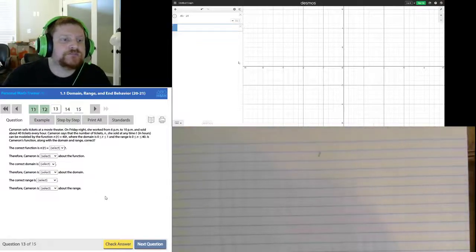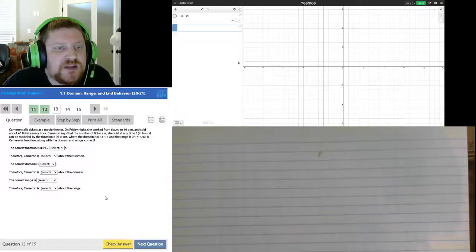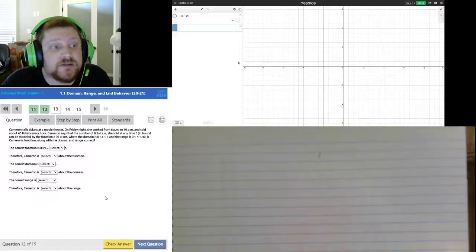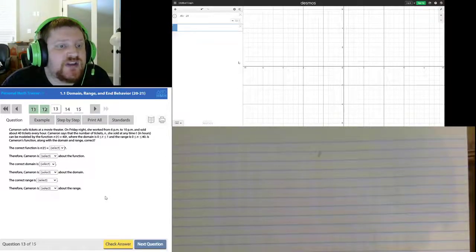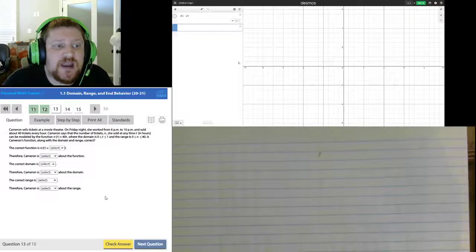Number 13. Cameron sells tickets at a movie theater. On Friday night, she worked from 6 p.m. to 10 p.m. and sold about 40 tickets every day. That's a lot of tickets. Cameron says that the number of tickets she sold at any time t in hours can be modeled by the function n of t equals 40 times t, where the domain is 0 is less than or equal to t is less than or equal to 1, and the range is 0 is less than or equal to n is less than or equal to 40. Is Cameron's function along with the domain and range correct?